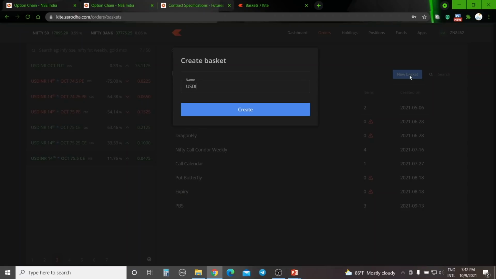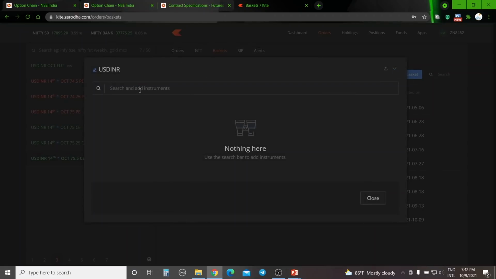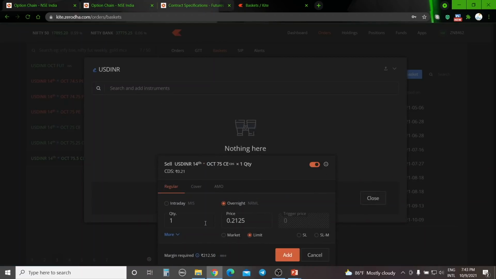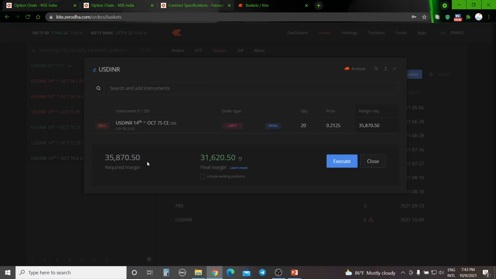I had a USD INR open, but now I am not doing currency, so that is why I closed. So we'll say USD INR weekly CE 75, 14th October 75 CE. I am going to sell this. The quantity is 20, overnight. So I am going to pay 35,870 rupees. I'll put a limit order, no problem. We'll keep it as it is. Since you are receiving premium, the final margin will become less.